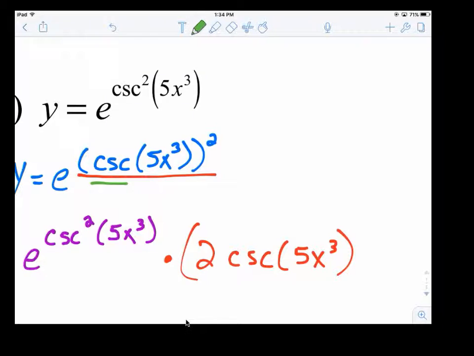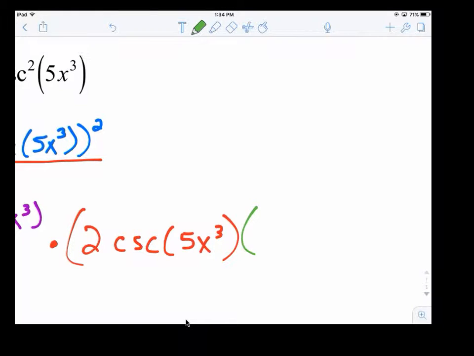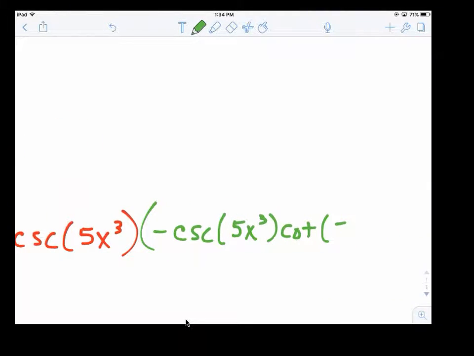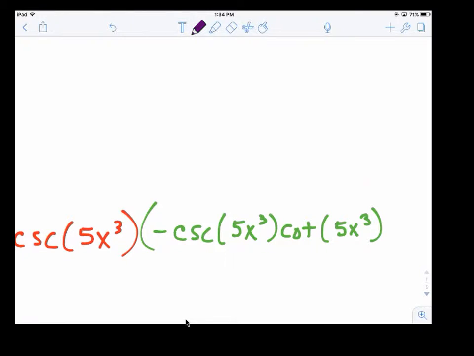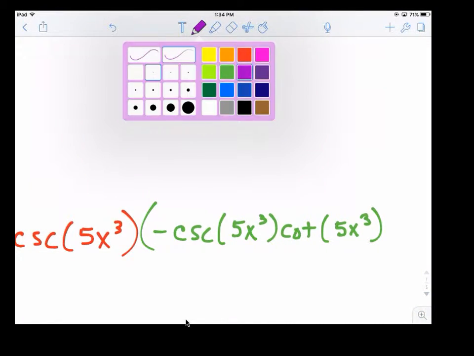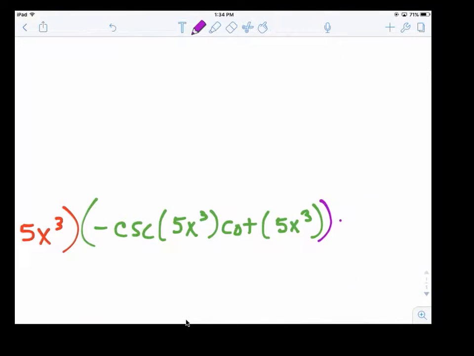So now the derivative of cosecant, right? Lot of chains in this one. So you have negative cosecant of 5x cubed cotangent of 5x cubed. And then the last part is just the derivative of what you're taking the cosecant of, which is just what? 15x squared.